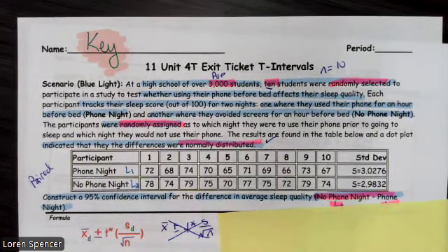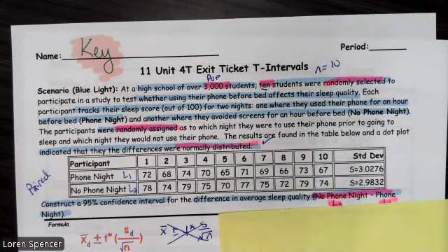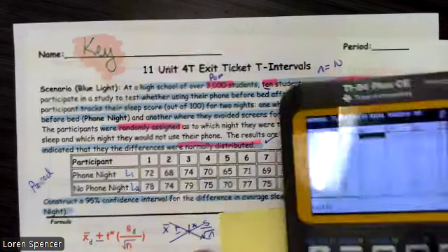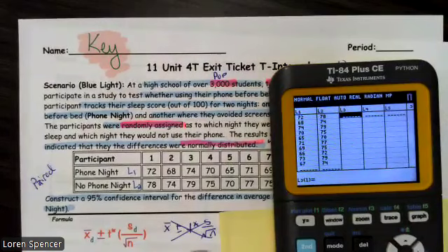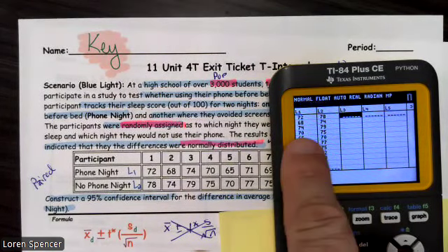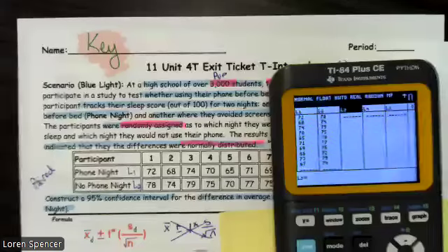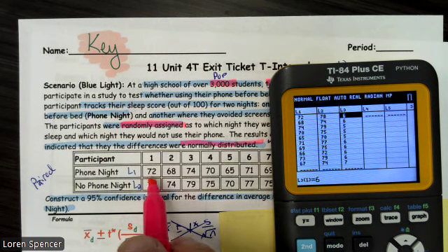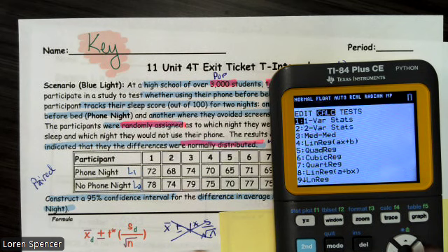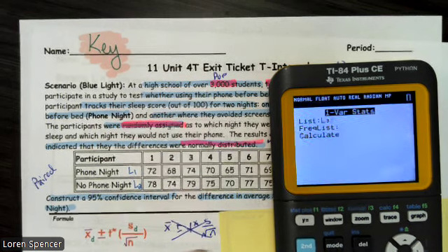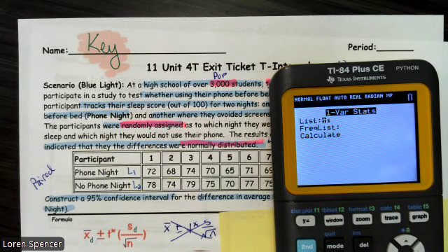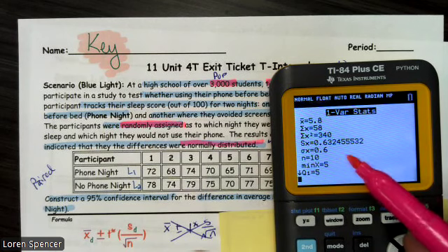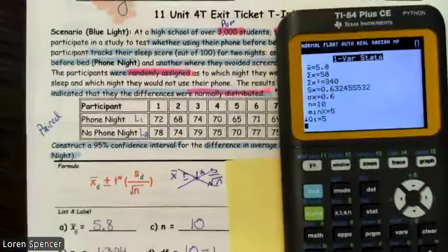You know what? That is the wrong data. Sorry about that. Wrong calculator. Here we go. There's the data entered in L1, and all right, 72, 68, etc. And I need to go L2 minus L1. And there's my differences. 78 minus 72 is 6. So there they are. Stat, calc, 1-var stats, L3, because that's where my differences are. And I end up with a sample mean of 5.8.